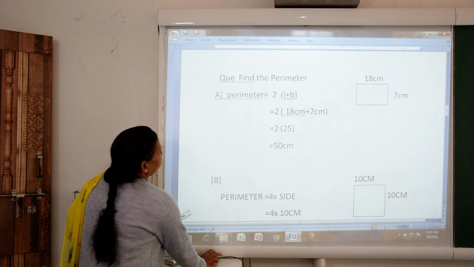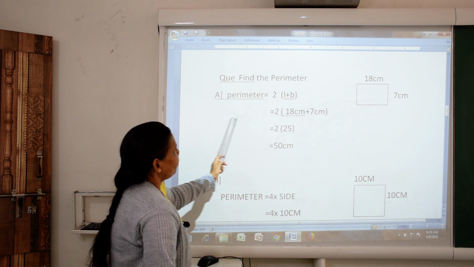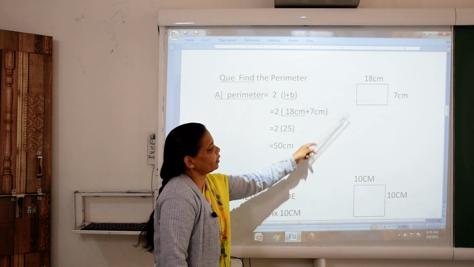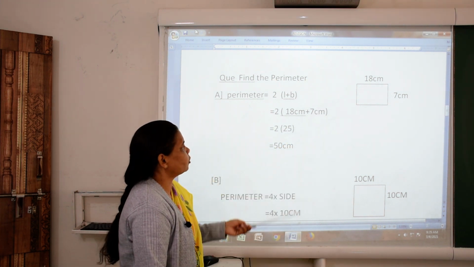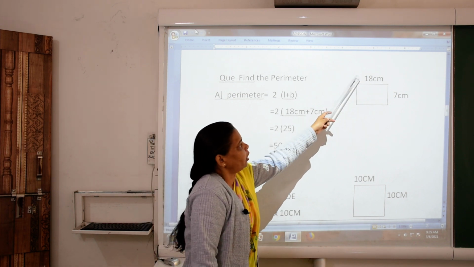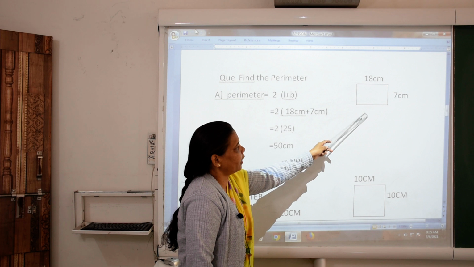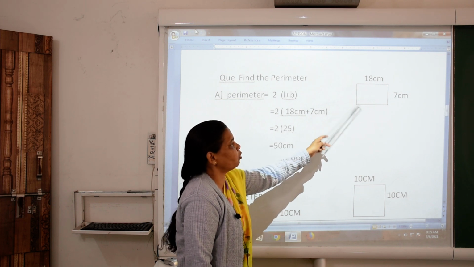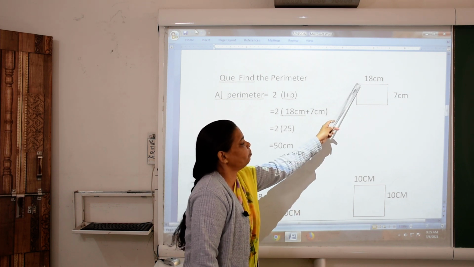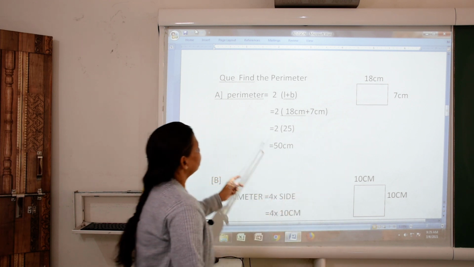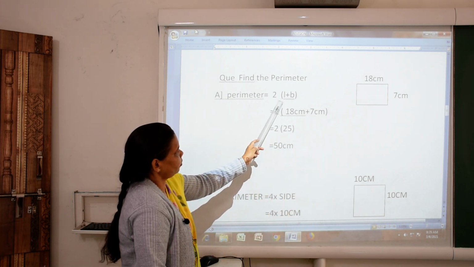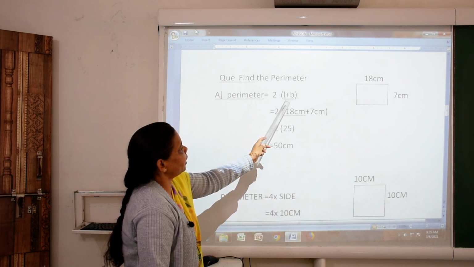Now find the perimeter of the rectangle. Perimeter, you know, is the length of all the sides. In a rectangle, opposite sides are equal: the measurement of length is equal, and breadth is equal. So 18 is the length and 7 is the breadth. So 2 multiplied by length plus breadth.